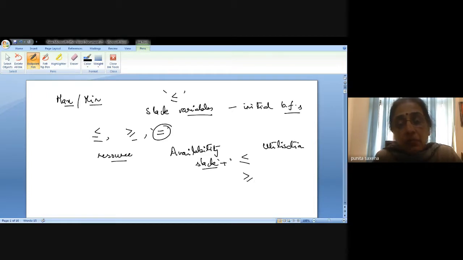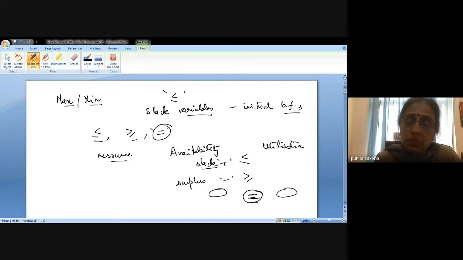Whenever there is a more than or equal to sign, that means you are using in surplus, so that is why we have to subtract it. The moment we have equality, that means whatever is available, you are utilizing it. So that is why nothing should be added and nothing should be subtracted. So in such constraints, what do we do to get the initial basic feasible solution?